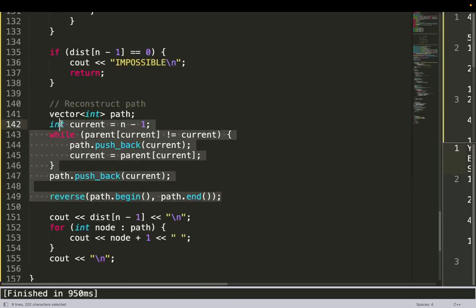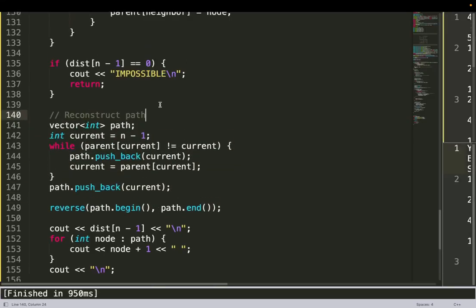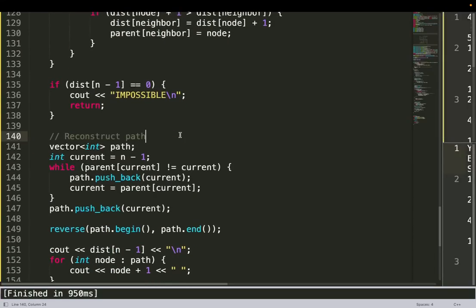I haven't discussed this in depth because we have already covered this in almost 5 to 6 problems before. So I'm expecting you guys already know how we actually reconstruct the path from the parent vector, or how we print the path by keeping the parent vector and then reconstructing the path using that.